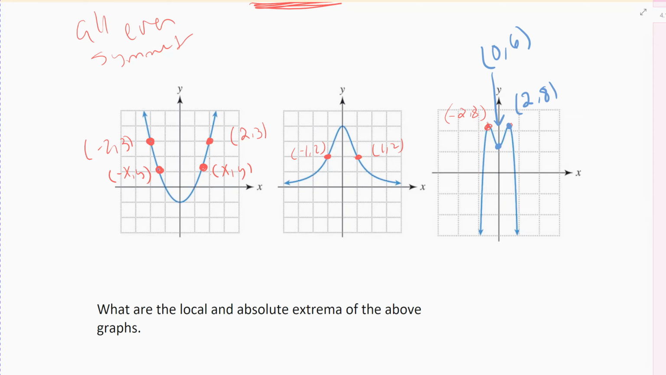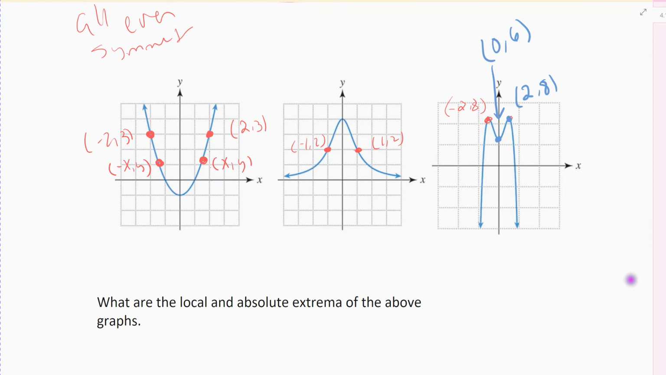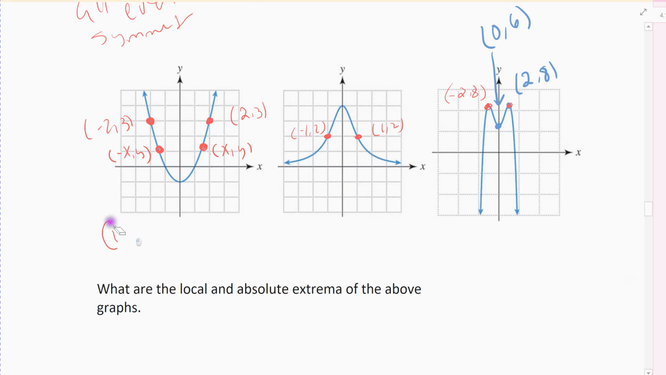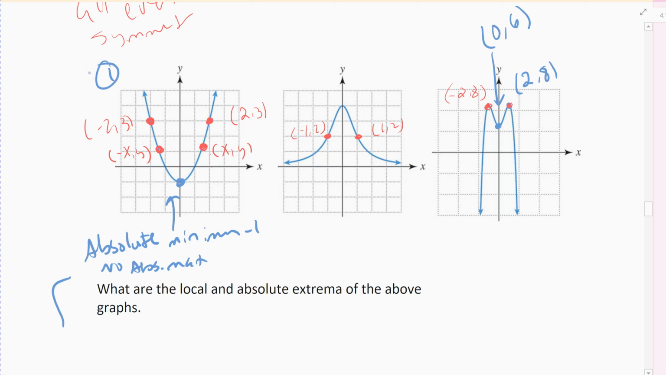And so I'm actually going to look at these and then determine their local and absolute extrema as well. All right, so the first one, I'm going to call this graph 1. It's even symmetry. It does have an absolute minimum of -1. No absolute max and no local extrema. All right, so that was graph 1. Graph 1, no local extrema.